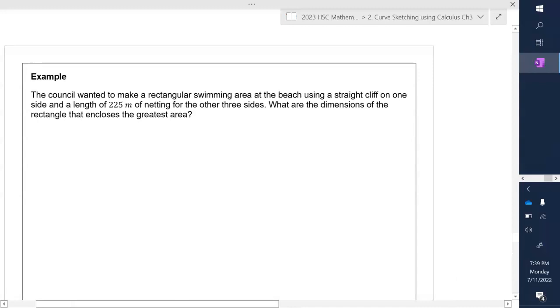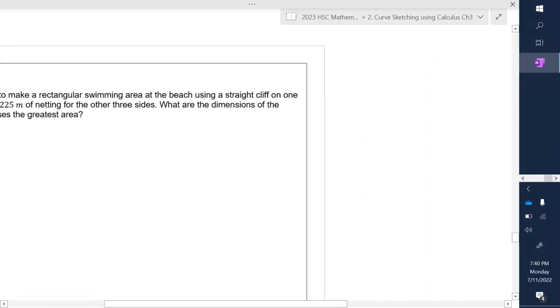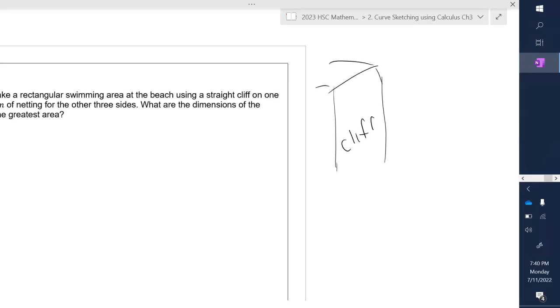Rightio. The council wanted to make a rectangular swimming area at the beach using a straight cliff on one side and a length of 225 metres of netting for the other 3 sides. What are the dimensions of the rectangle that encloses the greatest area? If you want to draw a picture, you can, if that helps you. I'm not great at pictures, but I always like to draw the pictures. There's the cliff edge. It wants to make a rectangular swimming area.